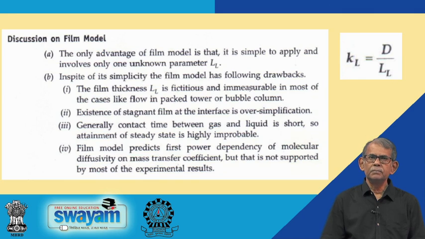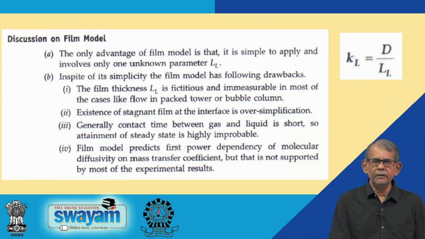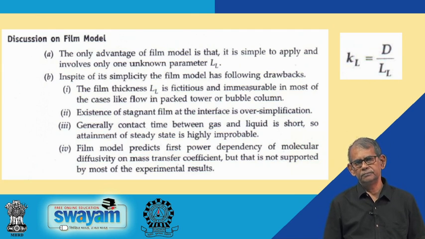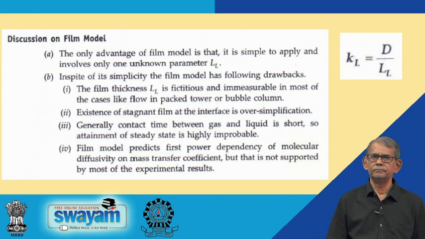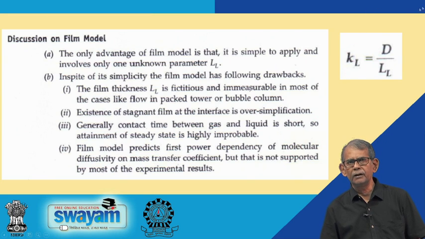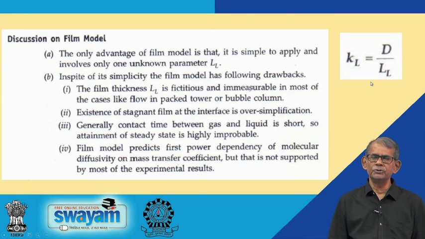Now, this film theory has a very distinct advantage: it is very simple to use. Mass transfer coefficient is proportional to the first power of diffusivity, but it has a number of drawbacks. Number one, the thickness of the film is not measurable in most situations.